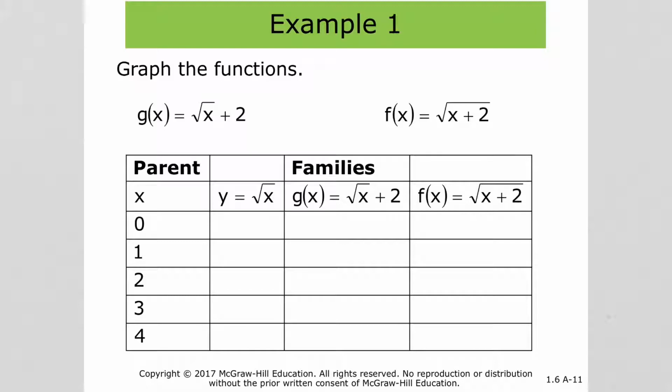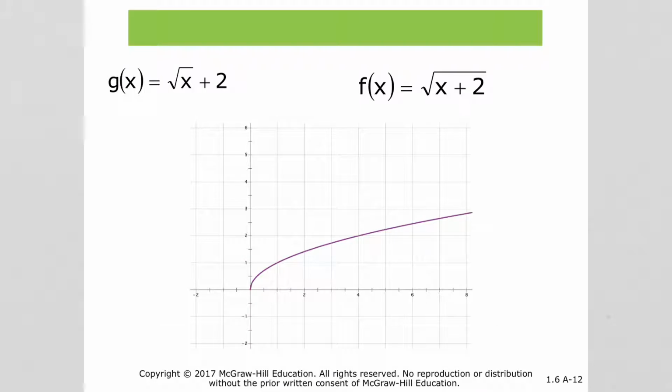We say the square root of x is the parent function because it hasn't had a transformation added to it. Where x is 0, y is 0. Where x is 1, y is 1. Where x is 2, the square root of 2 is approximately 1.4. The square root of 3 is approximately 1.7. And the square root of 4 is 2. So I'm going to go over here, and you can see that it's already been graphed on my axis here.